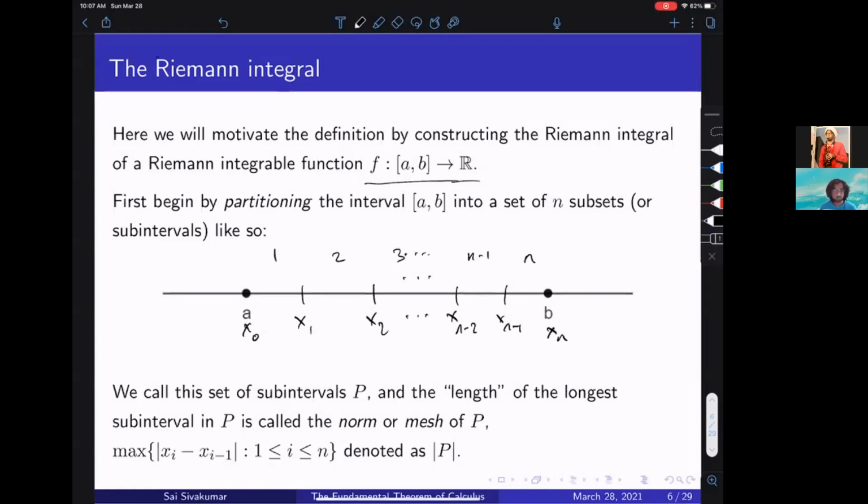And so we call the set of these subintervals P, and I put length in quotes because that's not something I really defined here, but just go with it, I guess. And we call the length of the longest subinterval the norm or mesh of P. We want the longest subinterval because later we're going to shrink it down, so that all the other subintervals, which are smaller than this biggest one, also shrink with it. So this is just convenient. It's denoted with absolute value bars around P.